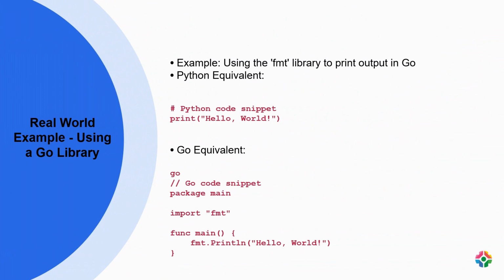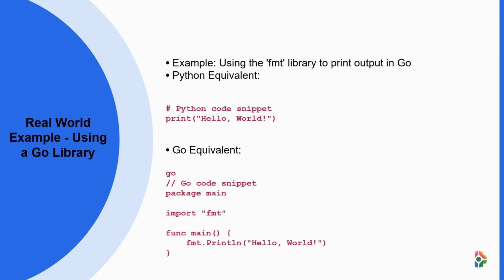When printing output in Go, you can use the FMT library. This library provides functions for formatting text. In the provided Go code snippet, the FMT package is imported, and the println function is used to print Hello World to the console. This is equivalent to the following Python code snippet: print Hello World. In both cases, the output Hello World is displayed on the screen.